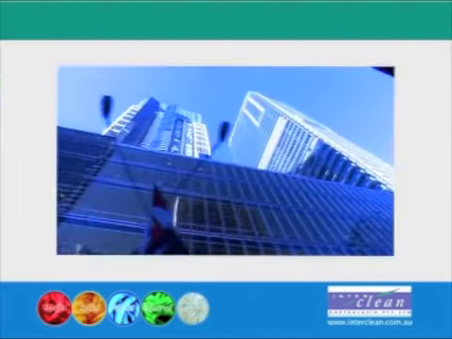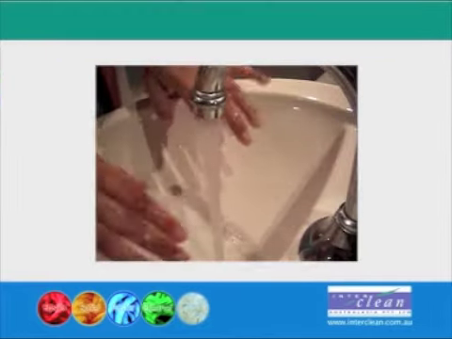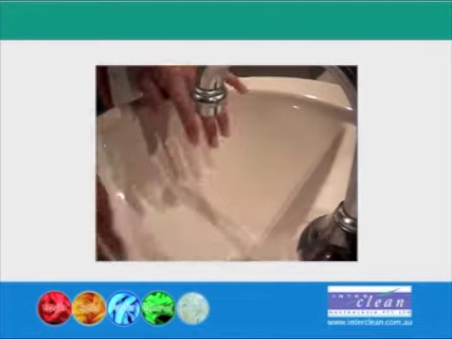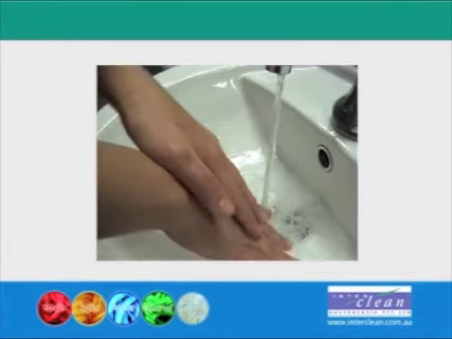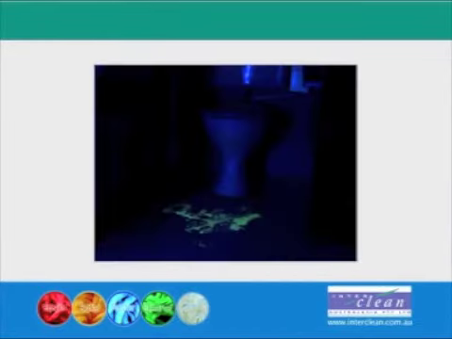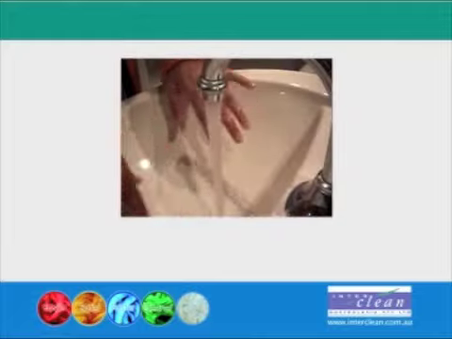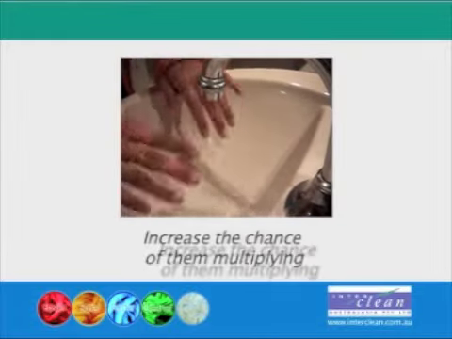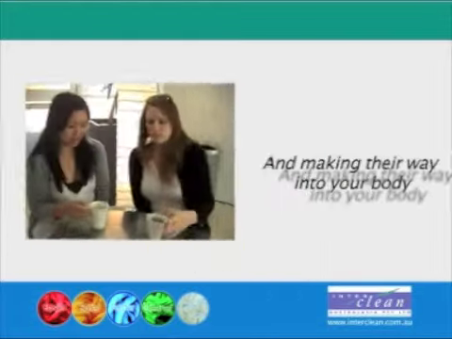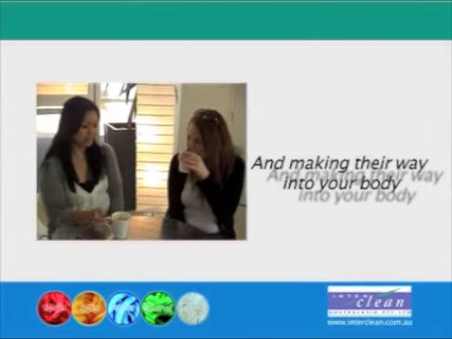In today's busy world, most people think that as long as they have wet their hands under the tap and shaken them dry, that their hands are clean. They may look clean. However, if you've picked up some germs from already contaminated surfaces, then wetting them will only help them stay alive longer and increase the chances of them multiplying and making their way into your body.